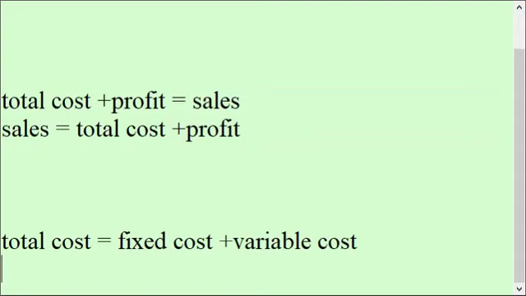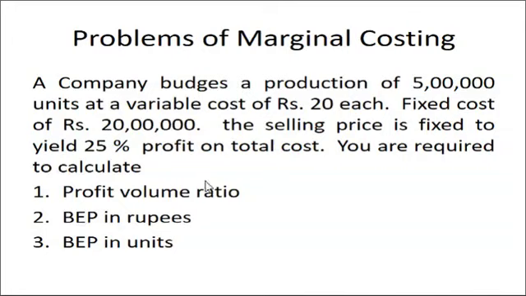So what is the fixed cost in the problem? Fixed cost is 20 lakh. Variable cost is 20 each. Number of production units is 5 lakh. Please keep these things in a point. And profit will be 25% on total cost.